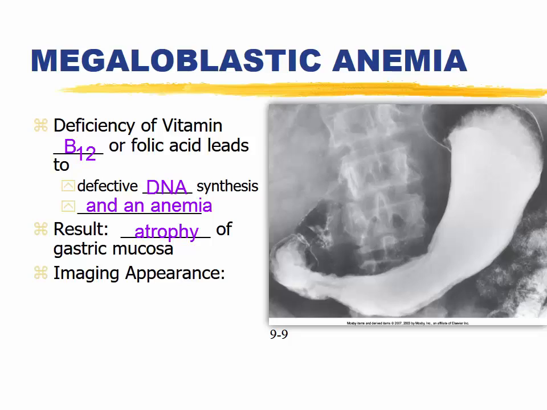As far as the imaging appearance is concerned, we will be able to see the gastric atrophy visualized radiographically as a tubular stomach with a bald appearance that reflects a decrease or absence of the usually prominent rugal folds.